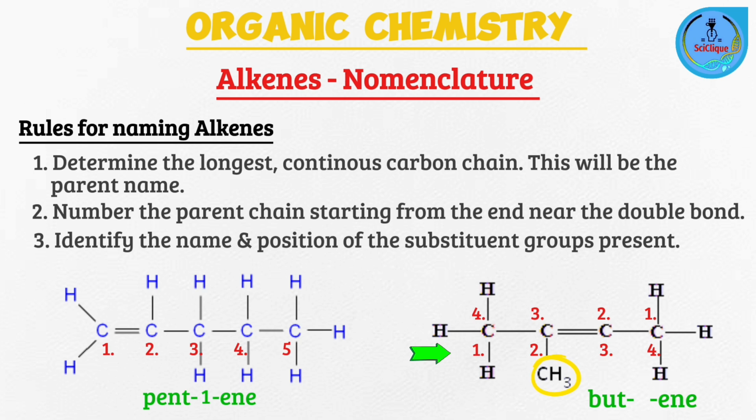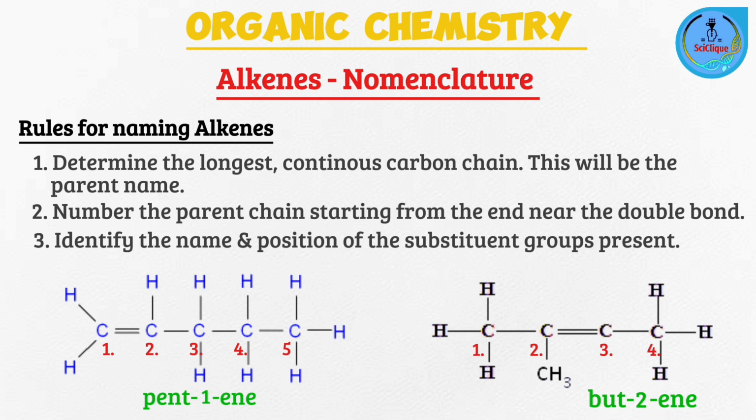Because if I were to start from this end, you can clearly see that my substituent group is going to be located on the second carbon atom. But if I were to start from that end, the substituent group is going to be located on the third. And what do we say? Always go for the lower value. So that end. So but-2-ene. Okay. The double bond is located on the second carbon atom.